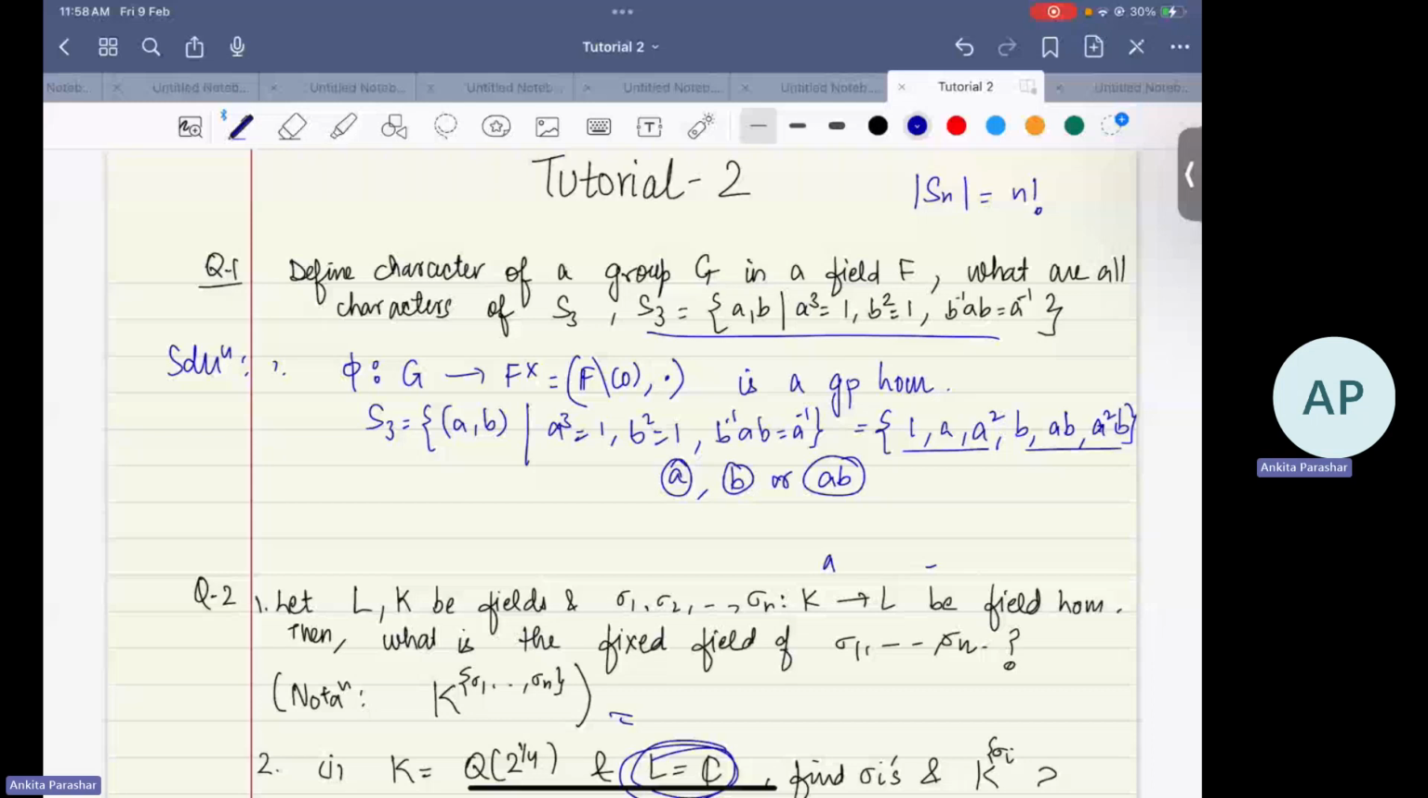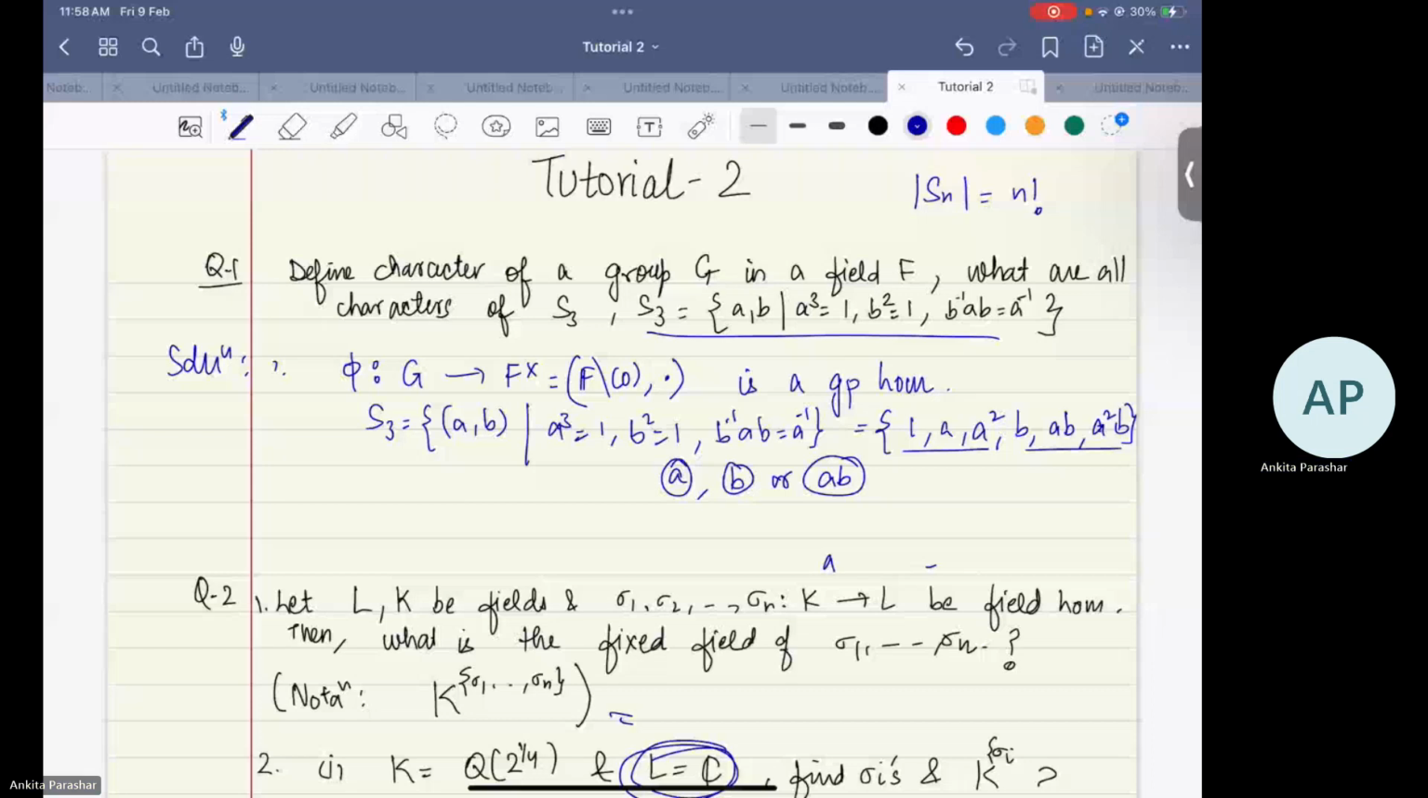Because we know that B square is 1, therefore phi B square, which is phi B whole square, is 1. Therefore, phi B has two possibilities. It's a square root of unity, so it has to be either plus or minus 1. Of course phi B cannot be 0. So I simply cancel phi B, and therefore from here I will get phi A equals 1.